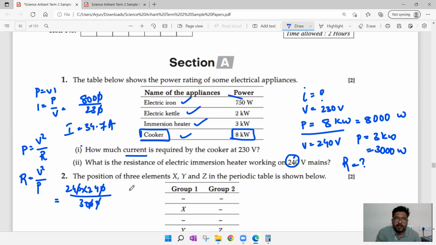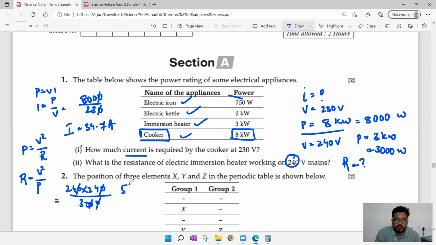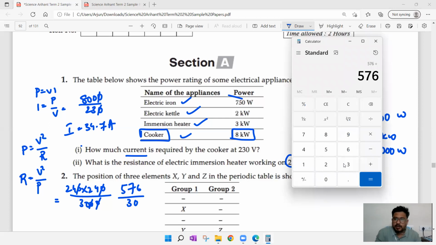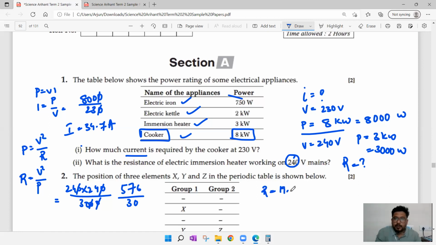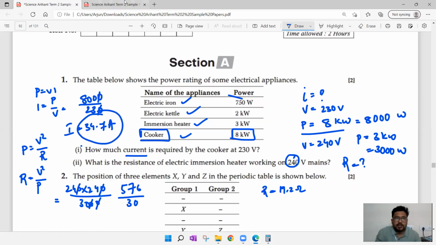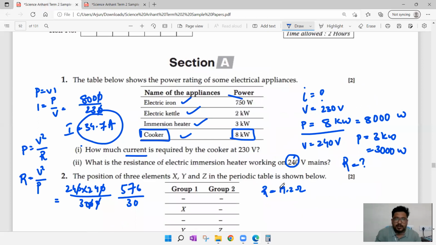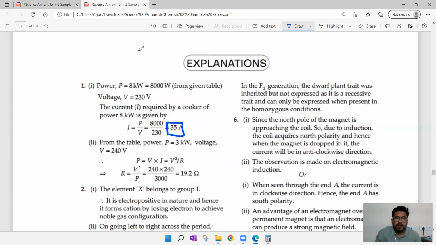0 gets cancelled. 24 multiplied with 24 is 576, by 30. 576 by 30 is equal to 19.2. So now R is equal to 19.2 ohm. While coming to the answer, the same answer we got here: I is equal to 34.7. You can write 34.7 or you can round it off to 35. And the R value is 19.2. Like that we need to answer it.